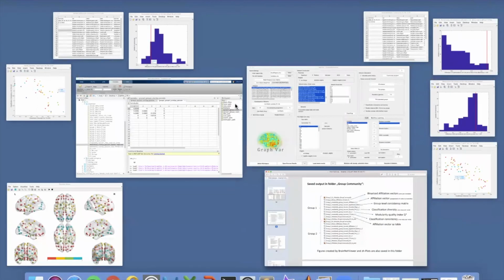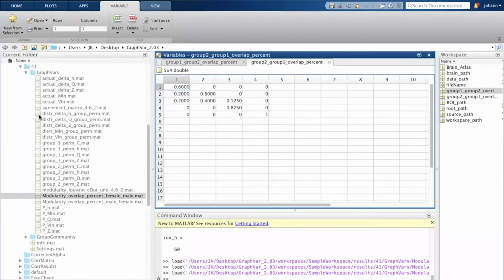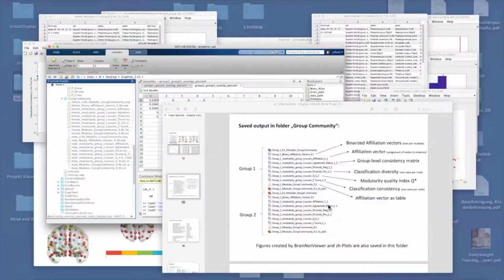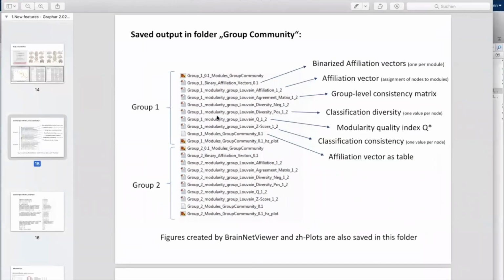This would be, where is it? Yeah, here in Graph, not GraphVars, but in the respective workspace, group community. Just go down here. You see this bunch of files, which is explained in this little presentation. And then you would just have to open the classification consistency file, right? This would be for your respective group.